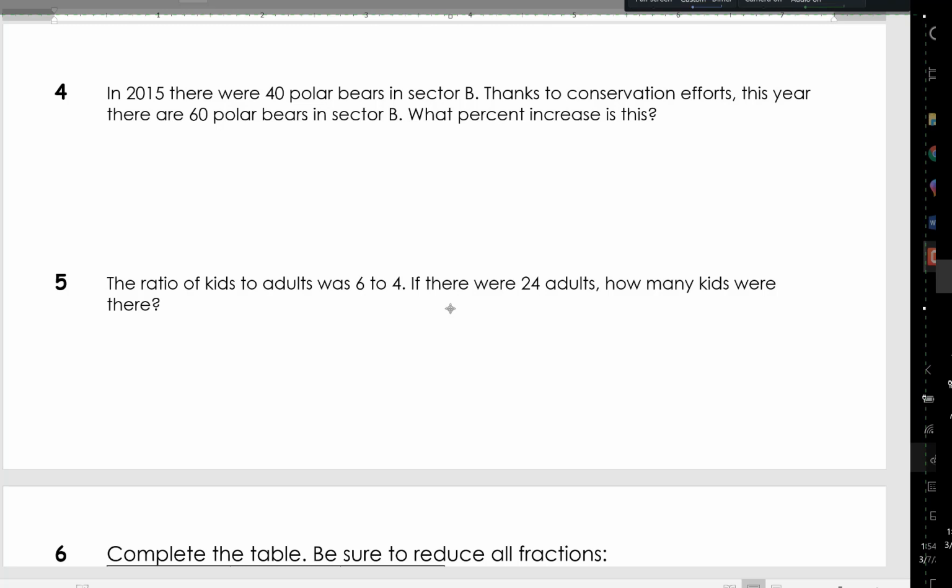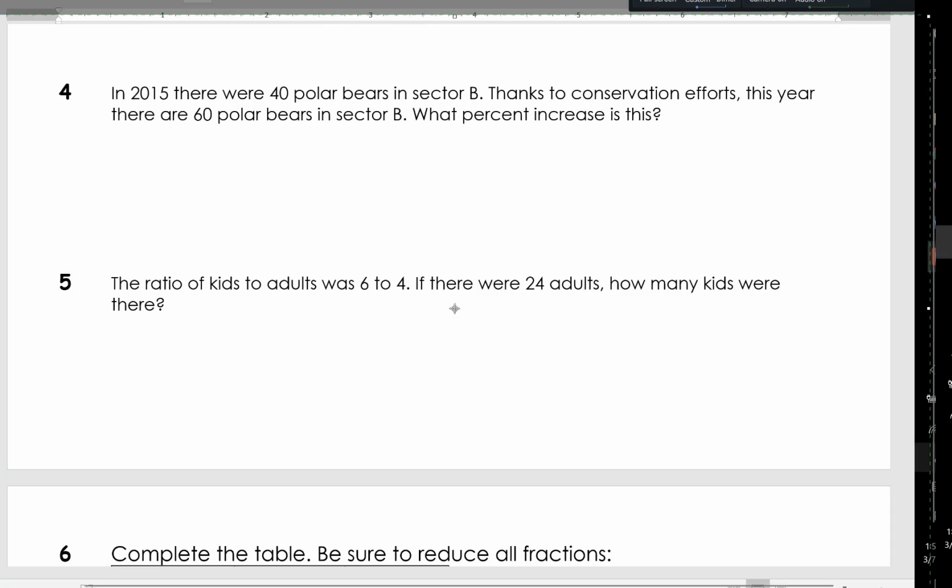Okay, we're going to look at some problems from test 8 that some of you had trouble with, just to make sure you get those straightened out before our test next week. All right, so number 4 says in 2015 there were 40 polar bears in Sector B. Thanks to conservation efforts, this year there are 60 polar bears in Sector B. What was the percent increase?